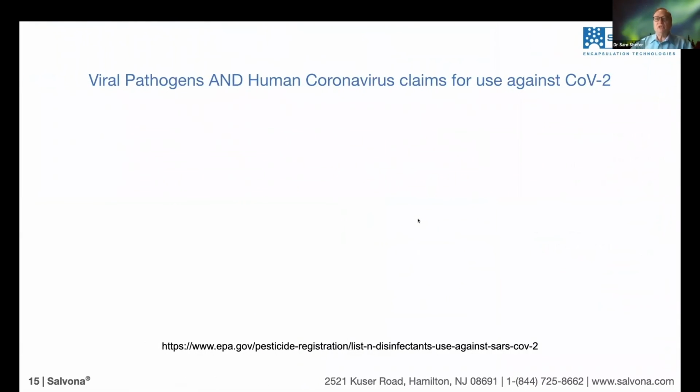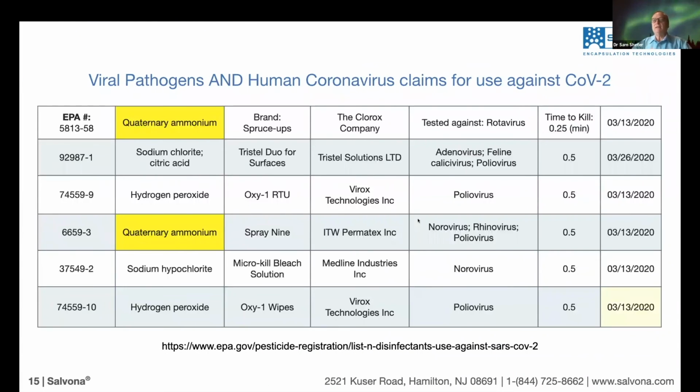Here are a few other products that you should be aware of, and how it works. So you see on this table, I start from the left. This is the EPA registration number. This is the active they are using, BKC, the brand, the company that got the EPA number, and the product. This was tested against a virus, and it kills viruses in 0.25 of a minute, okay, 15 seconds. So this is the EPA registration. This is part of it. There are many, many other products. I just picked a few.